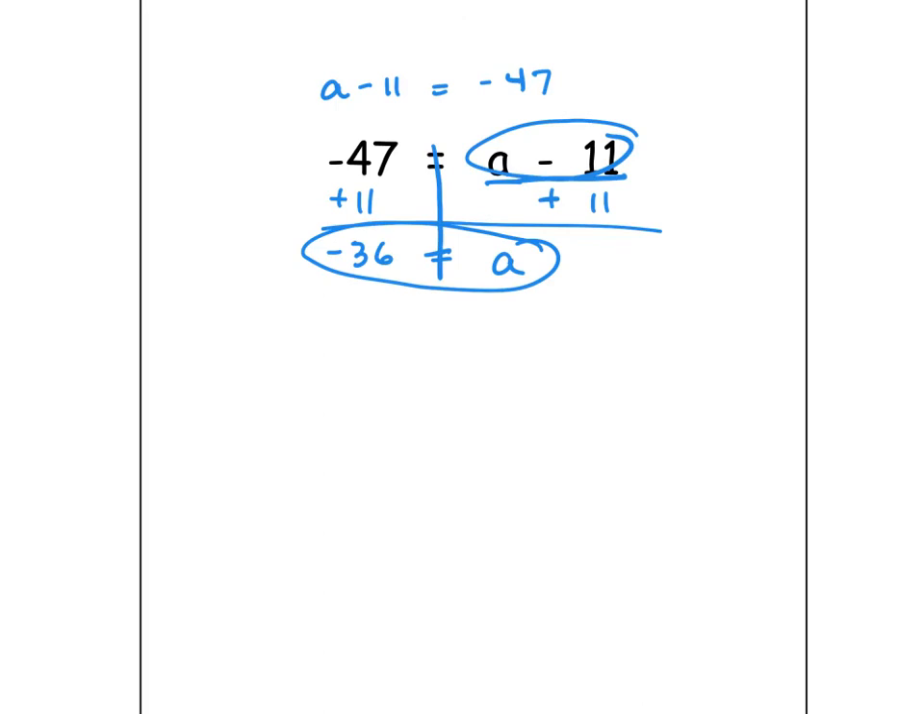And then finally, since we have this answer, let's check to see if this is correct. Supposedly negative 47 equals negative 36 minus 11. So if you want to check that on your calculator, you're welcome to, and it will be true.